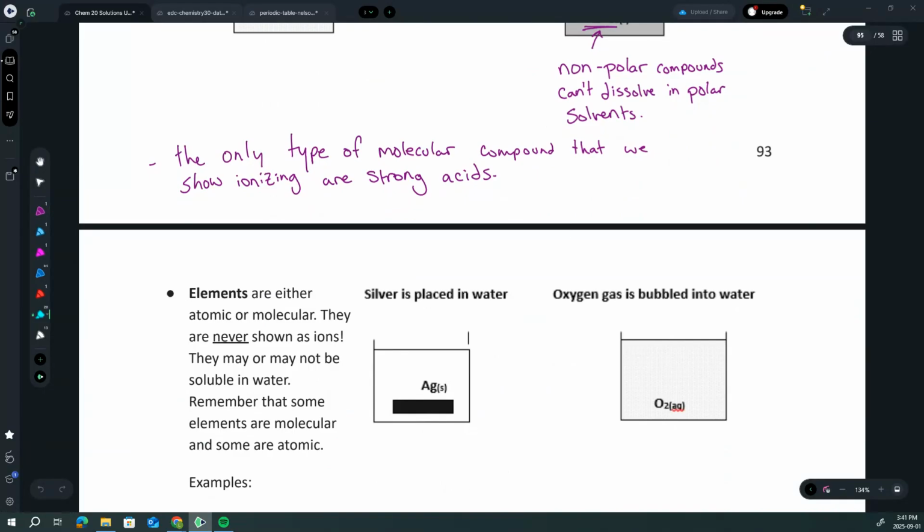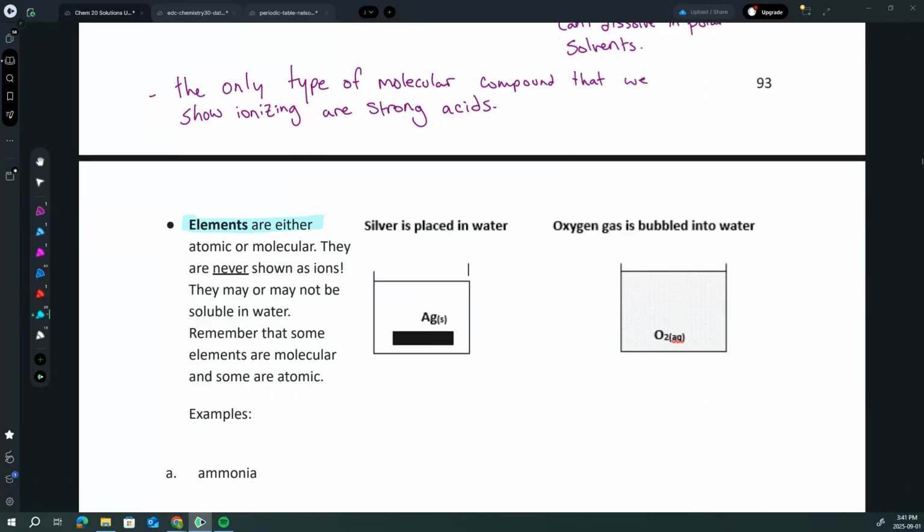All right, moving on to elements. Elements are either atomic or molecular. Atomic means they're just by themselves and there's only one atom of them. If they're molecular, those are our diatomic elements or our polyatomic elements. Diatomic elements, that's Hofbrinkel. Polyatomic elements are P4 for phosphorus when it's by itself, not in a compound, S8 for sulfur, and O3 ozone. Elements are never shown as ions.